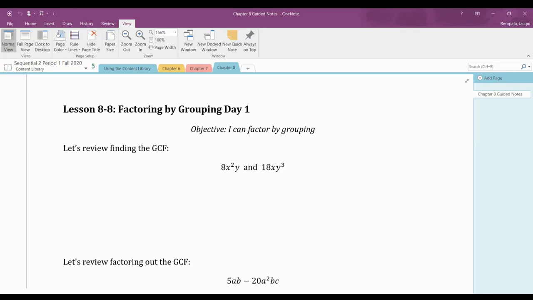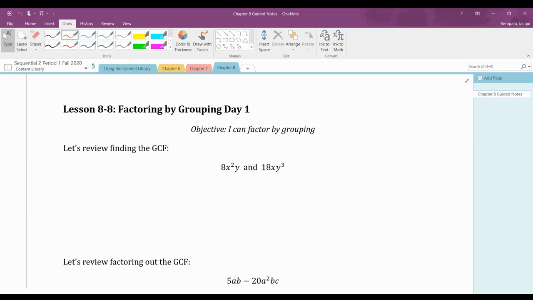Today we're going to look at section 8.8, which is factoring by grouping. In order to factor by grouping, it's going to be very important that we know how to find a GCF. So let's review finding the GCF of 8x squared y and 18xy to the third.